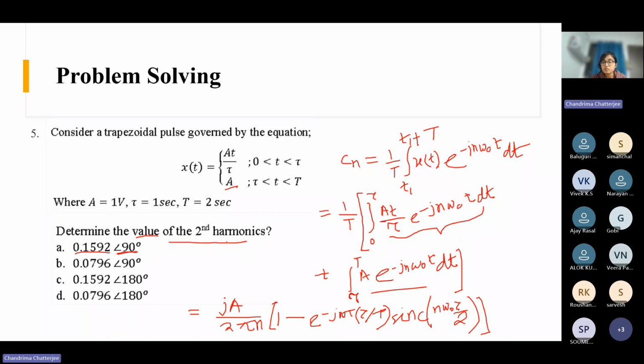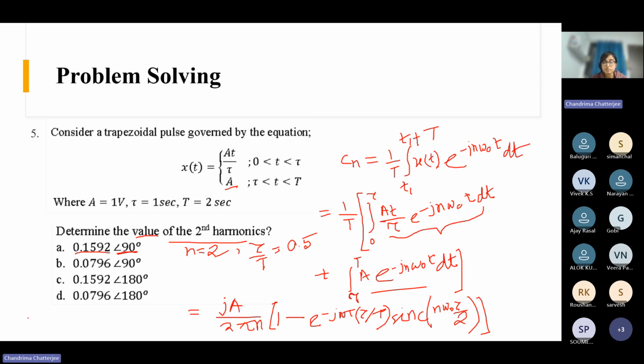Right. So n is what? n is the order of the harmonic. Here we are supposed to find out the second harmonic. So n equal to 2. If it would have been third harmonic, then n equal to 3, like that. Okay. This is the order of the harmonic. We will replace n by 2. And what is tau by T? Tau is 1 second and T is 2 seconds. So tau by T is equal to half. Okay, 0.5. Just replace these values.